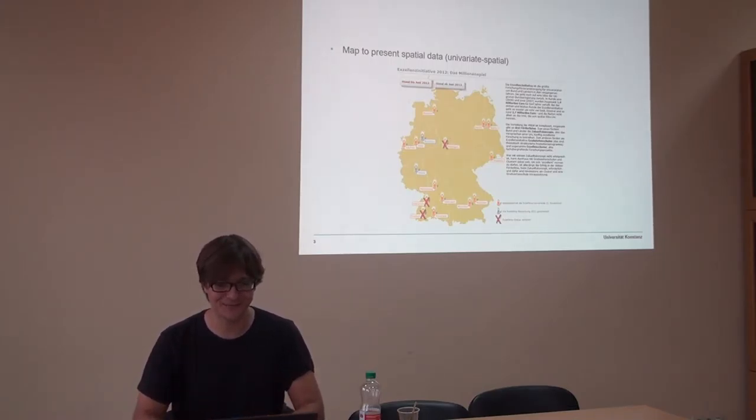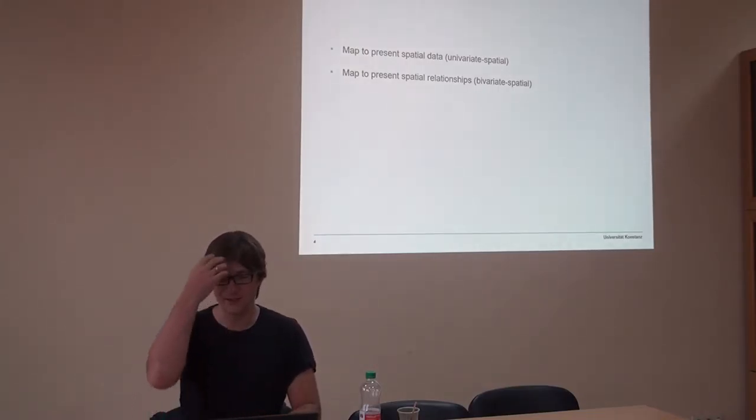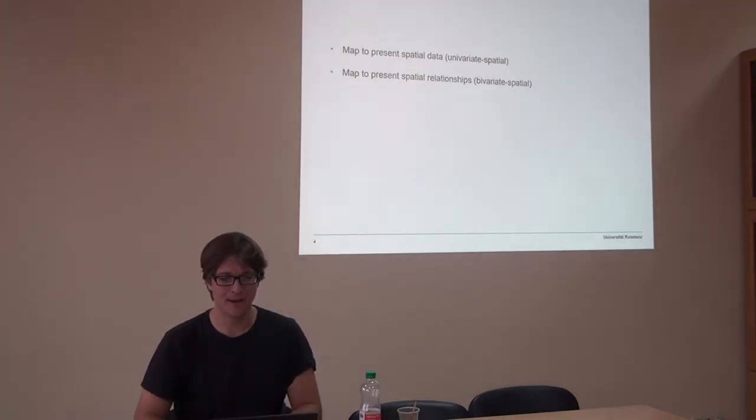So this is a map of Germany and German universities. These are the excellent universities in Germany. Konstanz, you see on the bottom, very excellent university. But there are some more. This is a map to present spatial data, but it's univariate spatial data and there's not much information. You can say, okay, in southern Germany there are more universities than in northern Germany, but much more you can't say. So it's just for illustrative purposes.